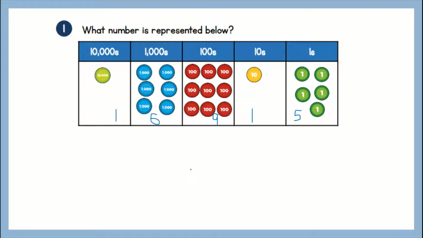So in the 10,000s column, we've only got 1. In the 1000s column, we've got 6. In the hundreds column, we've got 9. In the tens column, we've got 1. In the ones column, we've got 5. So the answer is 16,915.